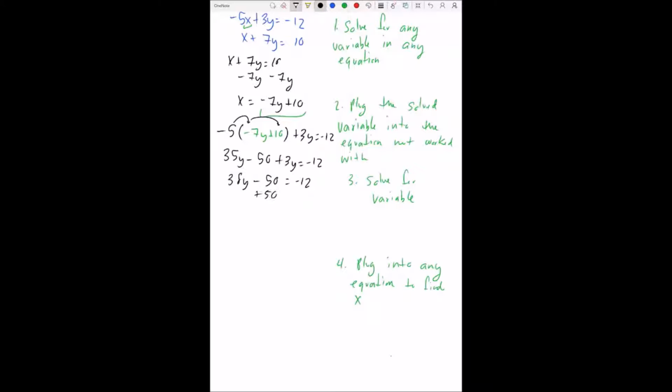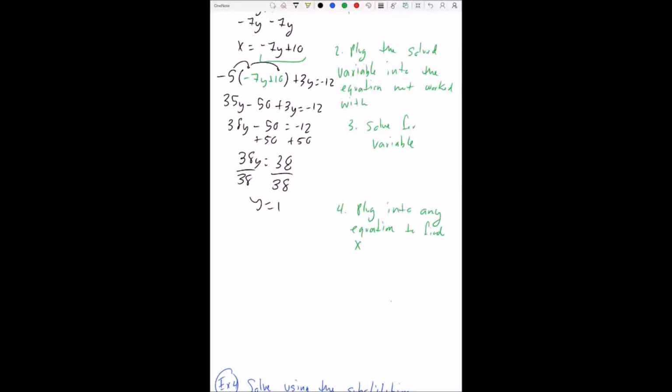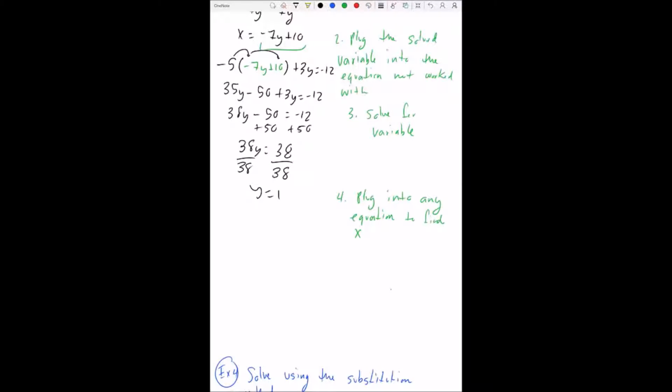Add 50 to both sides. We get 38y equals 38. Divide by 38. We get y equals 1. So now we're going to plug into any equation to find x. The bottom one is the easiest one to solve for because x is already by itself. We just have to plug in y.